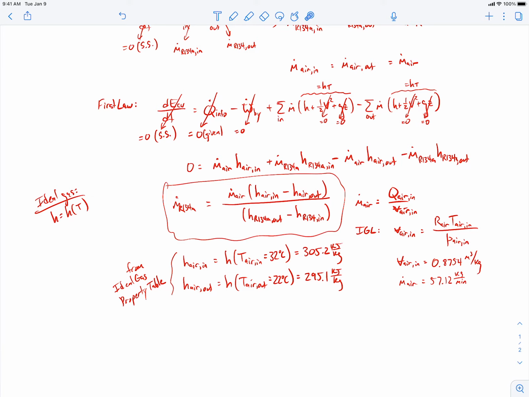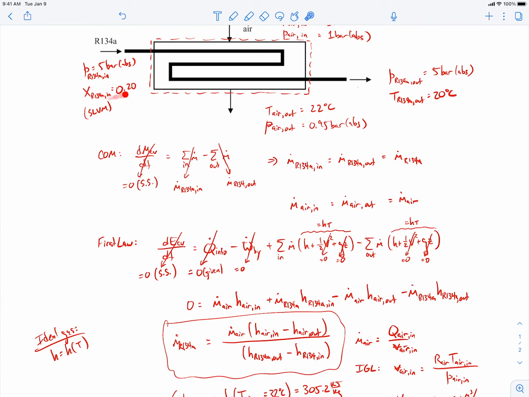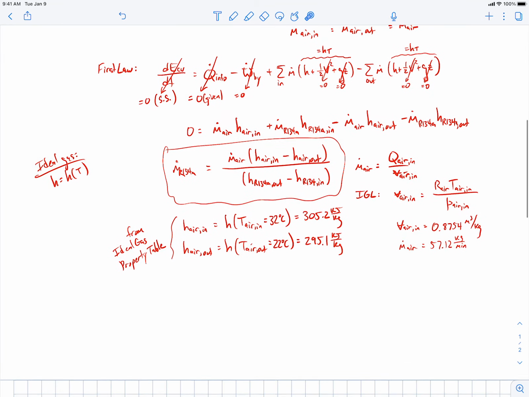Now we have to find the specific enthalpies for the R134A at the inlet and outlet. So let's start at the inlet. At the inlet, we're told that we have some quality. The quality is 20%. So I know immediately we're in a saturated liquid vapor mixture phase. So I can go ahead and use the saturated liquid vapor mixture table, organized based on pressure, since I'm given a pressure here. And then I can calculate what the specific enthalpy is there, making use of the quality.